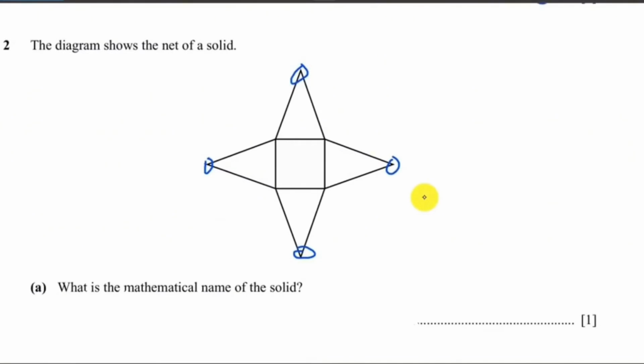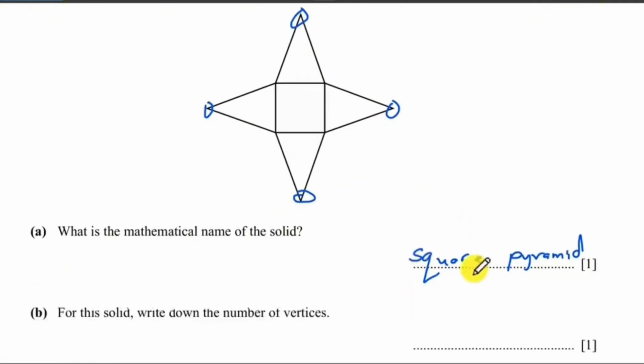pyramid. So how do you determine if a shape is a pyramid or a prism? A pyramid only has one base and all the other sides are triangles, whereas a prism has got two bases and the other sides are rectangles. So that's the main difference. You can tell whether a shape is a pyramid or a prism.